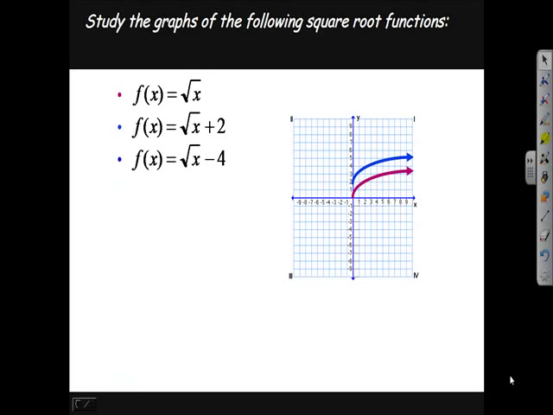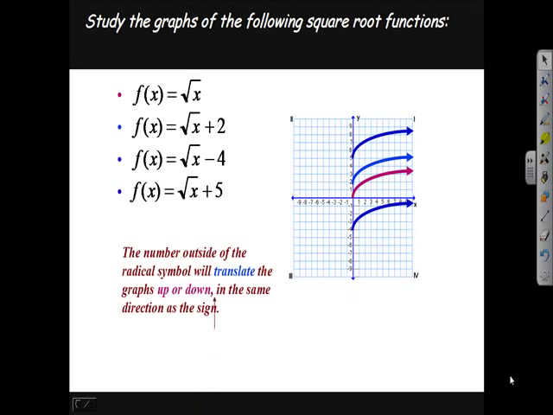What about minus 4? Well, that should take us down 4. Kind of makes sense. And then how about plus 5? Well, of course, that'll take us up 5. So that value on the outside will translate us up and down in the direction we do expect. So up and down goes the way it looks. Left and right goes in the direction we don't expect.